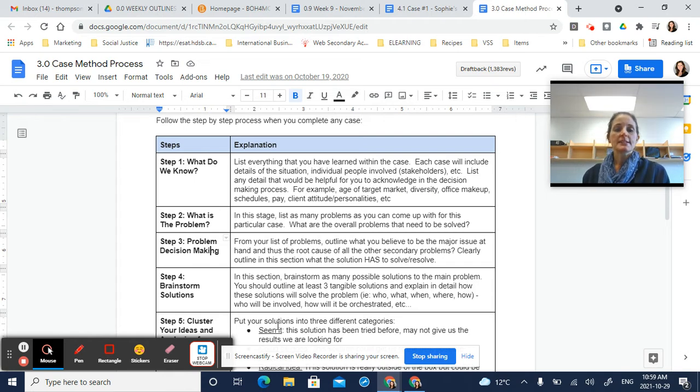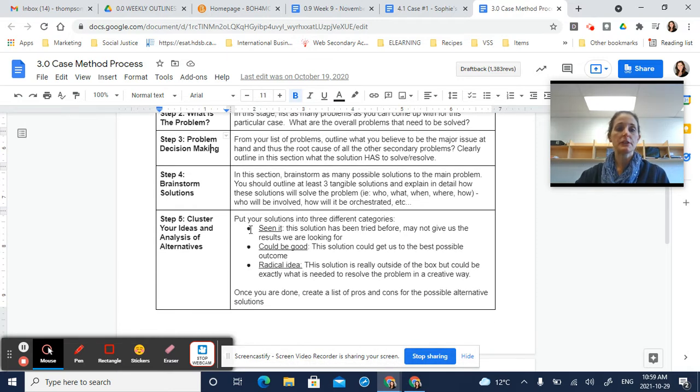Okay. In step 4, you're going to start brainstorming solutions. And we always recommend in business that you try to outline at least 3 tangible solutions. And then you want to try to explain in detail how this solution is going to solve the problem. So the who, what, when, where, and how, right? Again, how you organize this is up to you. But you want to make sure that you do have detail in your answers as much as possible, so that when I read it, I can understand really how this solution is going to solve the problem.